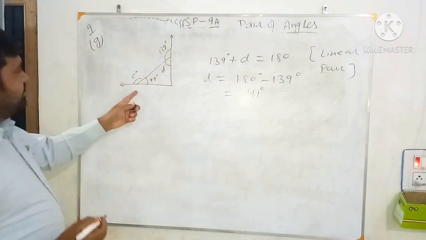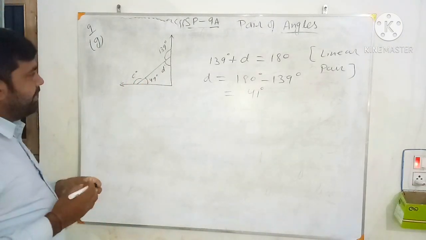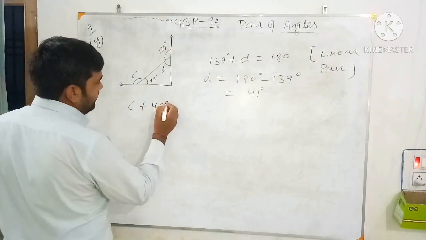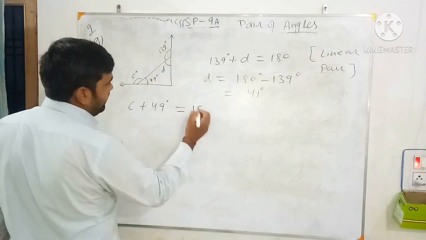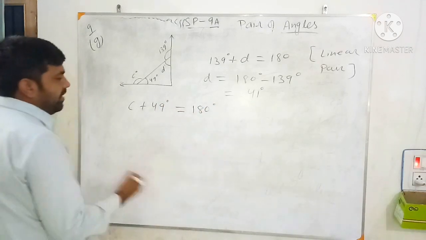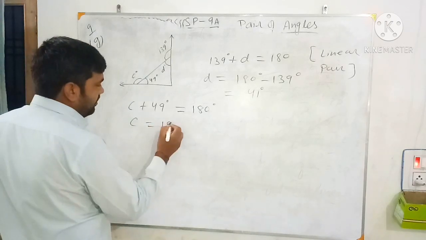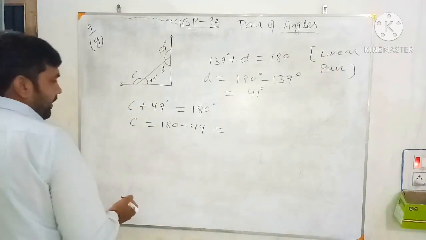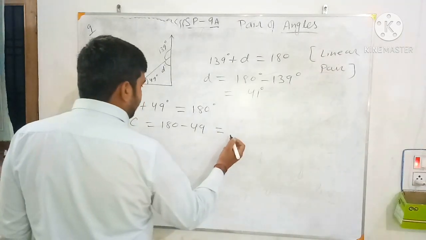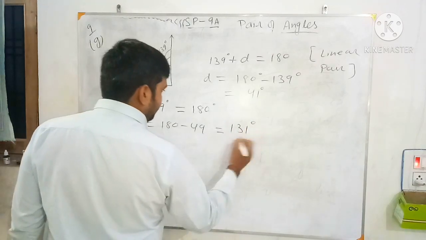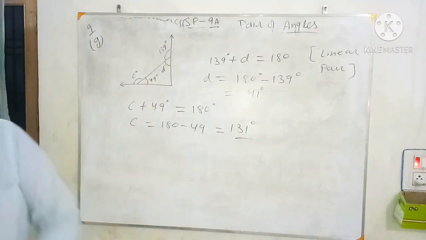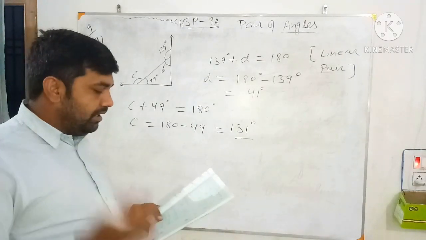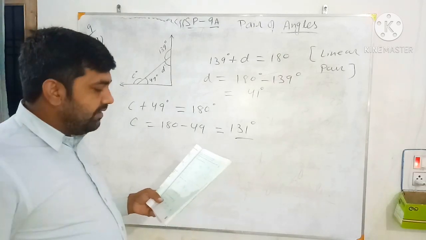Now see, similarly C and 49 is also a linear pair. So C plus 49 is equals to 180 degree. Same reason, linear pair. Now you can calculate C also. That is 180 minus 49, that is 131 degree. So this H I am leaving as homework for you.